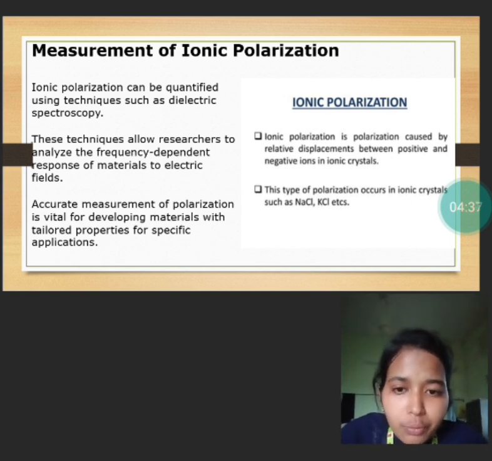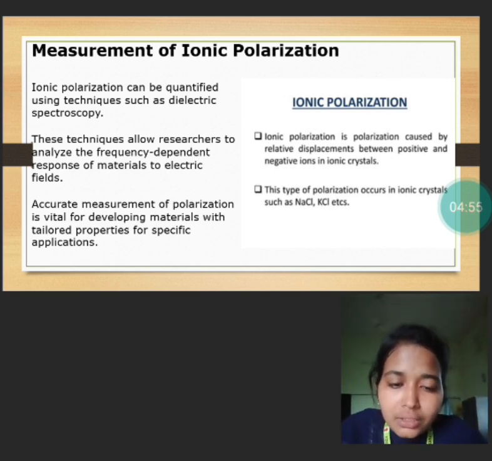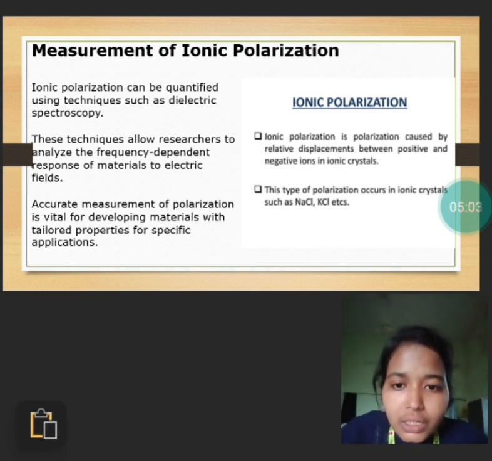Measurement of ionic polarization. Ionic polarization can be quantified using techniques such as dielectric spectroscopy. These techniques allow researchers to analyze the frequency dependent response of materials to electric fields. Accurate measurement of polarization is vital for the development of materials with tailored properties for specific applications.